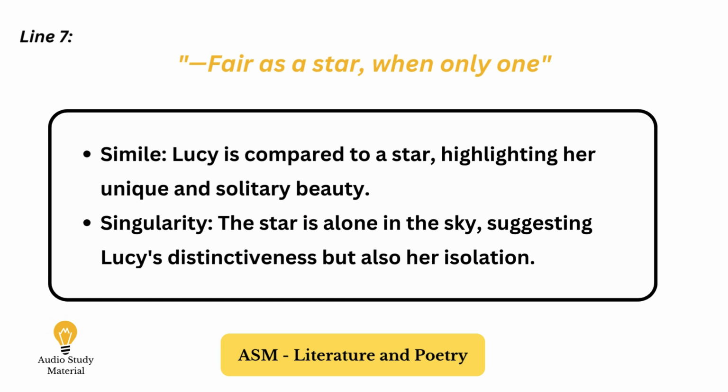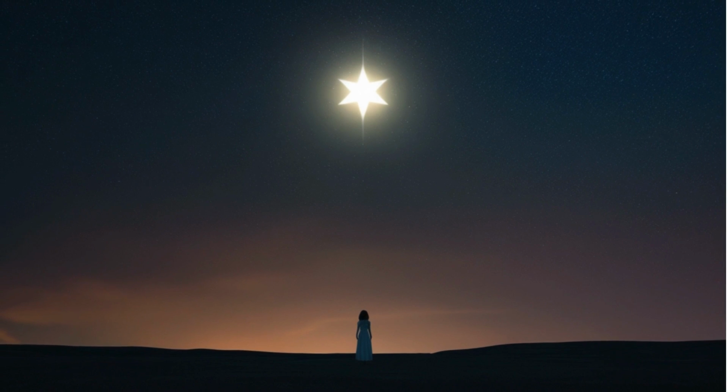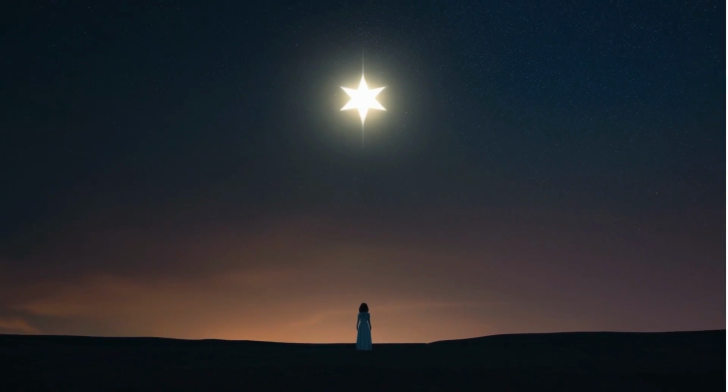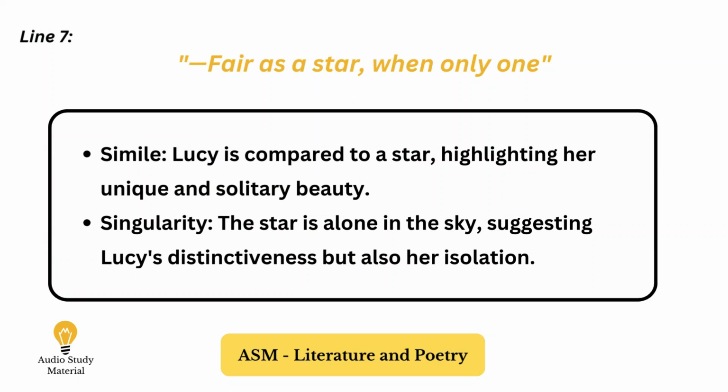Line 7. Fair as a star, when only one. Lucy is now compared to a star, emphasizing her singular, isolated beauty. Just as a lone star shines brightly in a dark sky, Lucy's beauty is unique and stands out, yet it is distant and solitary. The comparison suggests that although Lucy may have lived in obscurity, she still possessed a rare and striking beauty, like a star that glows with a quiet brilliance.